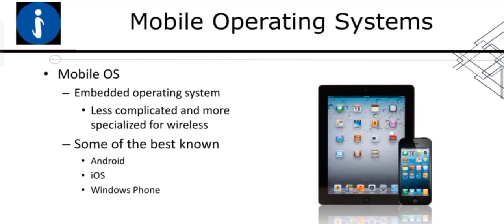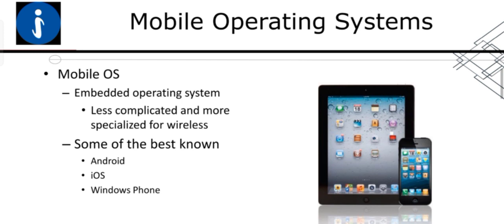Now we have learned about the desktop operating system. Now we have to learn about the mobile operating system. As the desktop has its operating system, the mobile also has its operating system. Mobile operating system, in short we can say mobile OS.